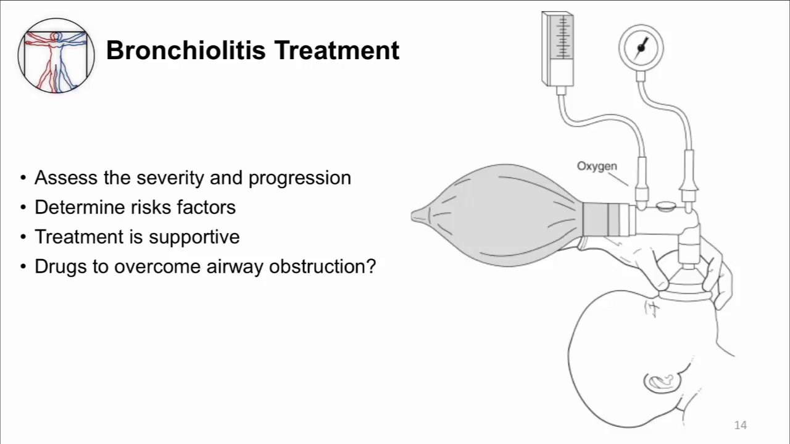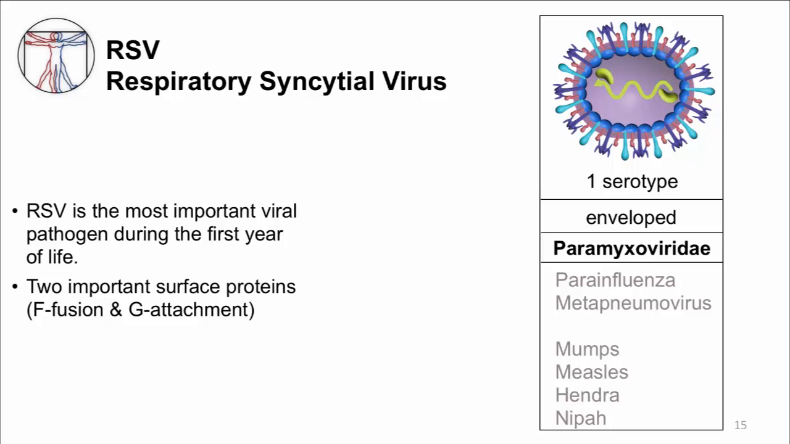Although many respiratory viruses can cause bronchiolitis, RSV is the prototypical virus. Because it causes mostly bronchiolitis, RSV is the most important viral pathogen during the first year of life. Unlike many of the other respiratory viruses, RSV has only one serotype. So it's a bit surprising that reinfections are common with RSV. Now, RSV is in the Paramyxoviridae family, just like parainfluenza virus and metapneumovirus, both of which can also cause bronchiolitis. Paramyxoviridae family are all enveloped RNA viruses.